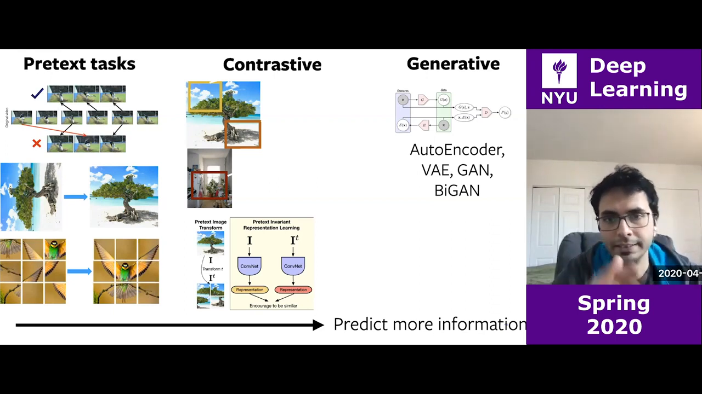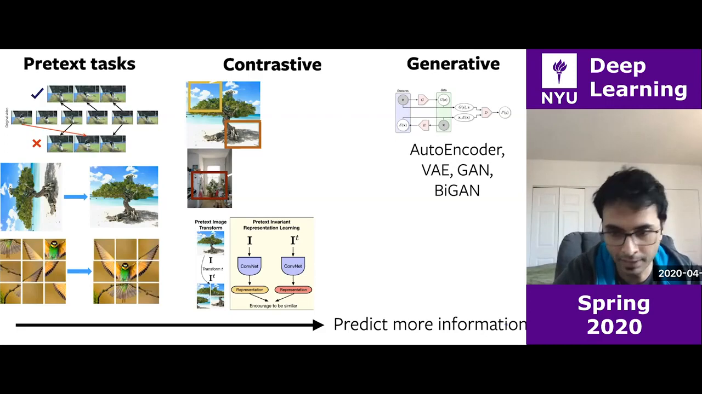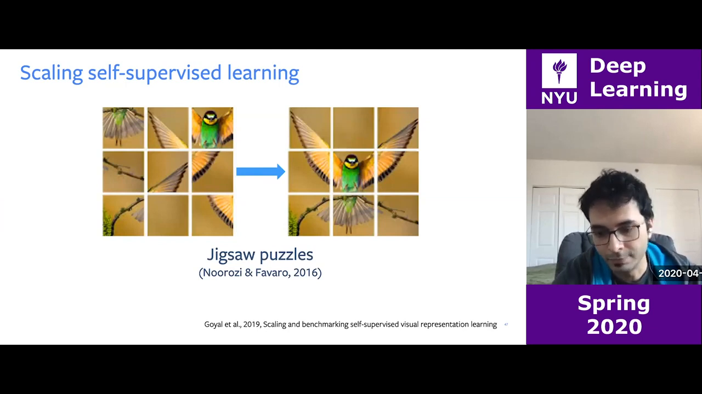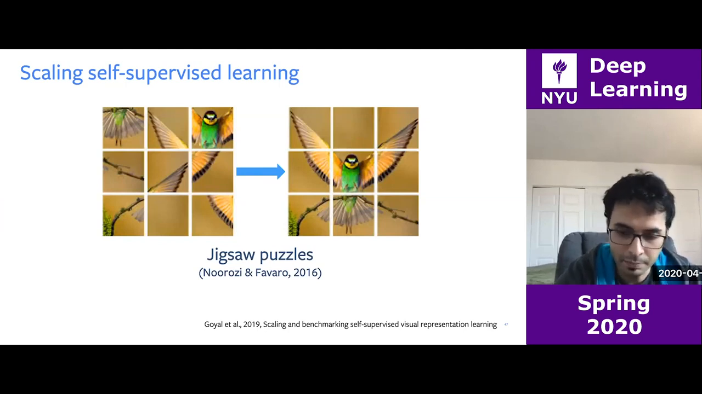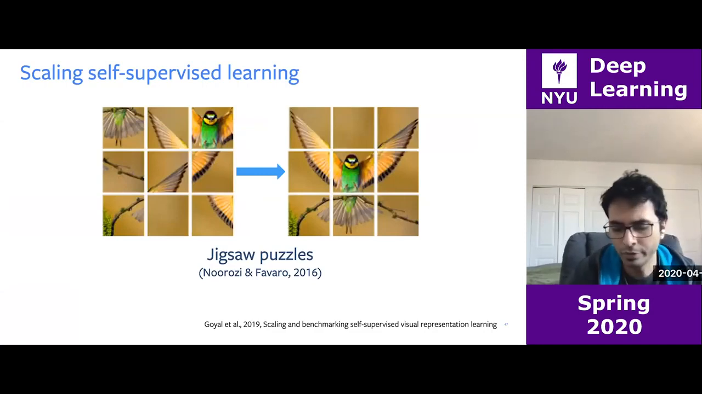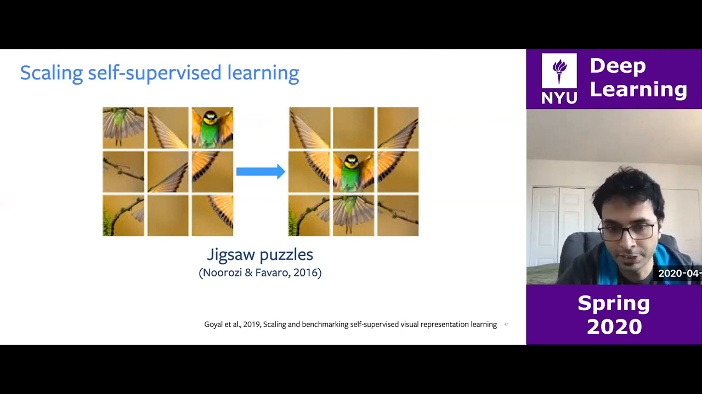Cool. So these are the three main buckets, and the first two are what are going to be covered now. This was another work we did, which was about scaling self-supervised learning. In this particular work, we focused on two problems. One was the colorization problem that I had talked about earlier. And the second is this more information variant of the relative position task.